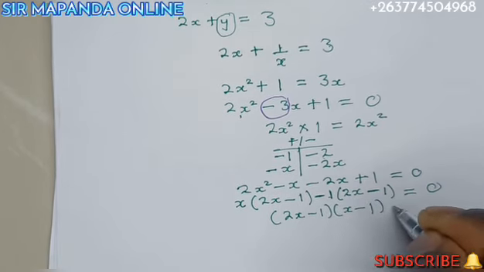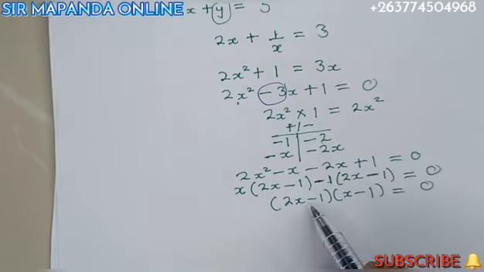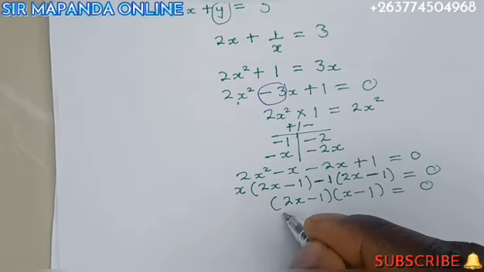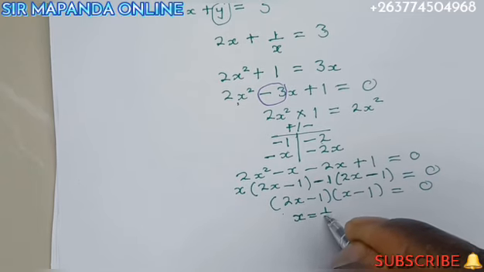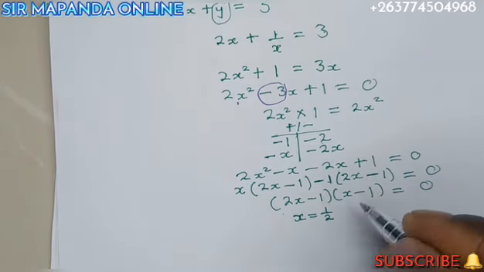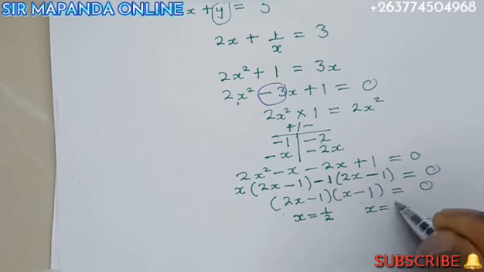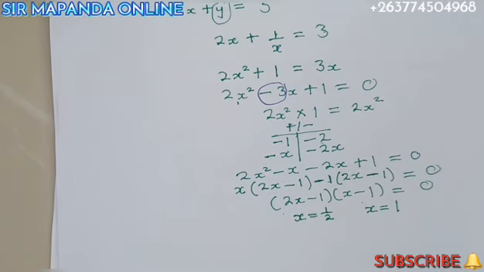X minus 1 is equals to 0. So this bracket is going to give a root. X is equals to 1 over 2. And this bracket is going to give a root. X is equals to 1. So these are the values of x, right?